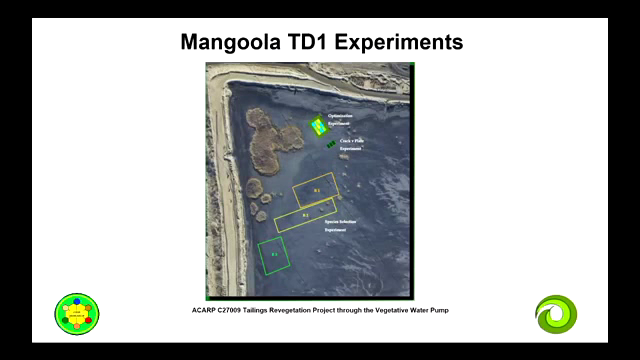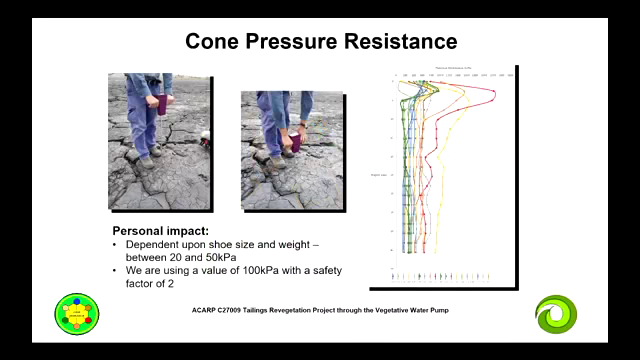So this is one of the dams we're working at. It's called Mangula. And we have at the moment set up 3 experiments. We're calling them the optimization experiment, the crack versus plate, and the species selection experiment. And these experiments have been funded by an ACARP grant, which will run for 3 years. We're half a year into the project.